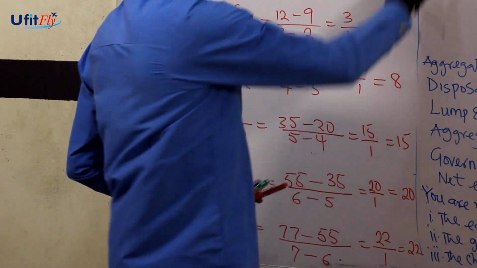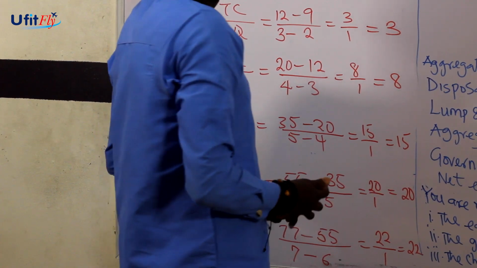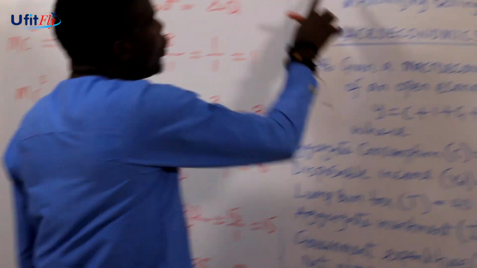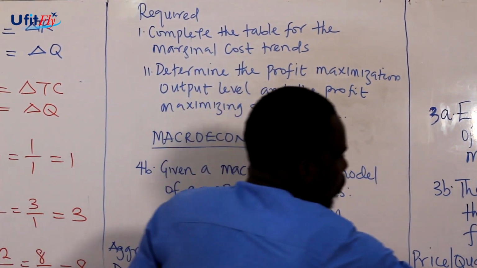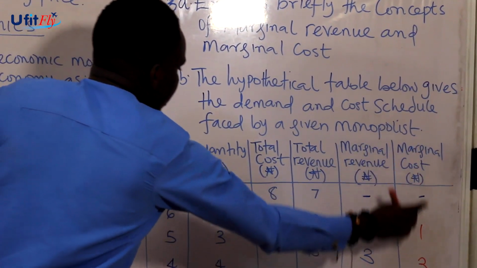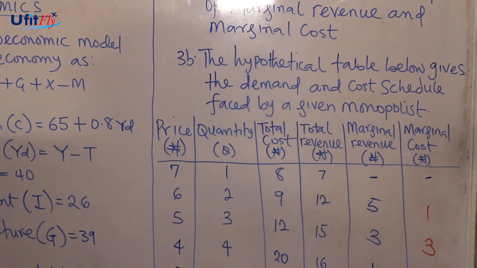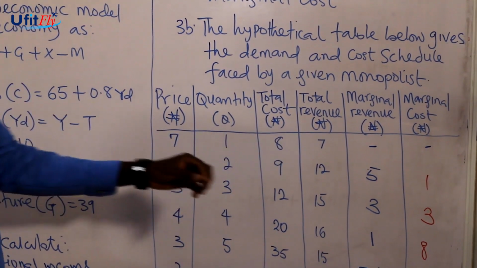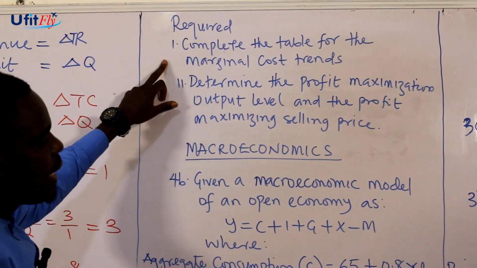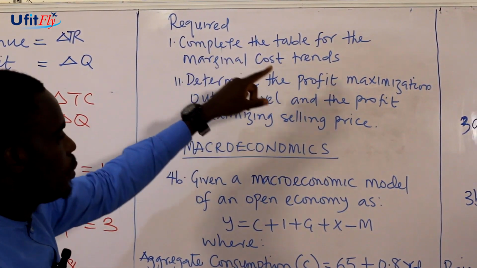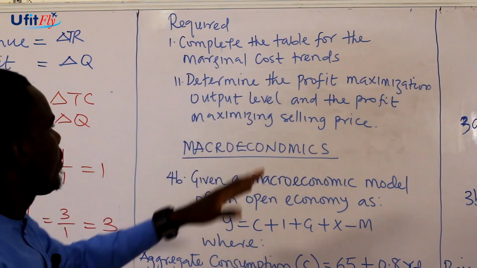This answers the first part of the question, which required us to complete the table for the marginal cost trends. The marginal cost trend is given as follows. So based on the outcome of our analysis, we have been able to answer the first question, which required us to complete the table for the marginal cost trends.